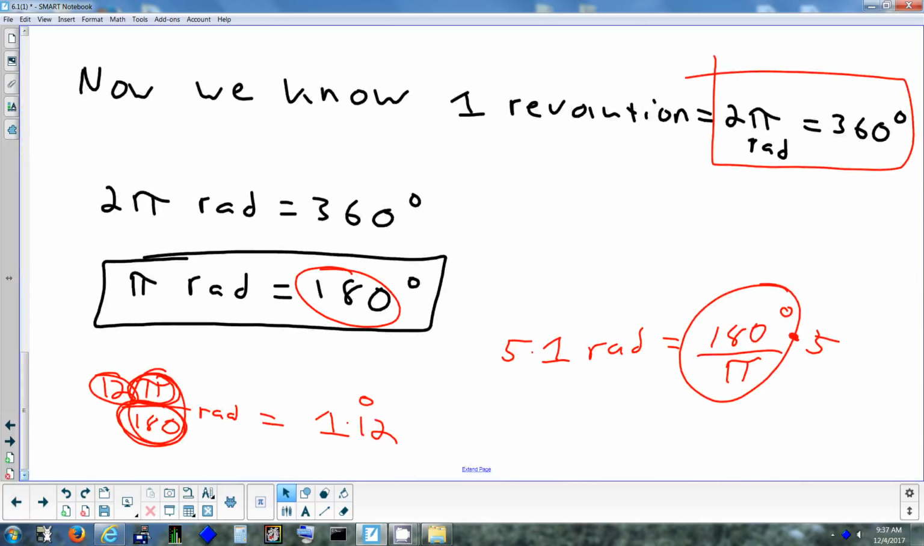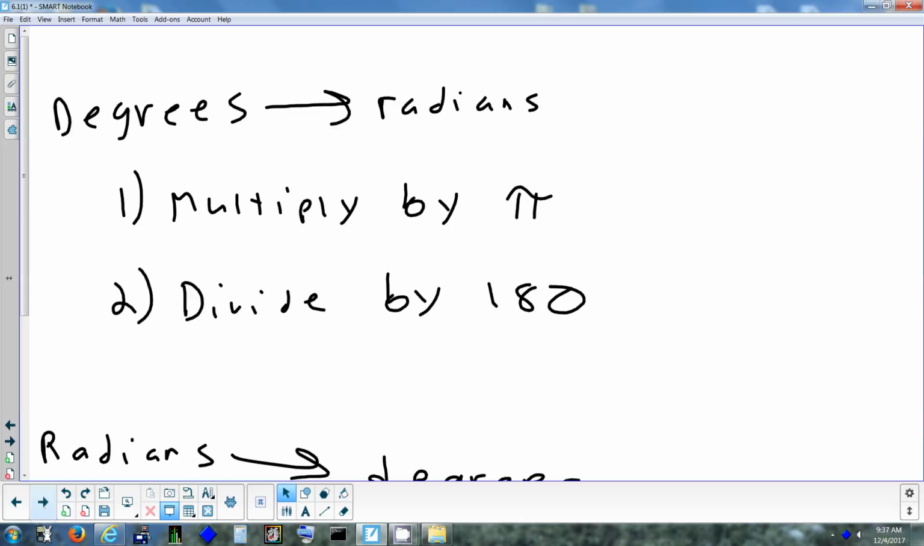Okay, so I'm going to ask you that in a second. When you think degrees, think 180. When you think radians, think pi. Okay? So pi, think radians. 180, think degrees. And if you remember that, that's all you need to remember. You don't even really need to remember this.